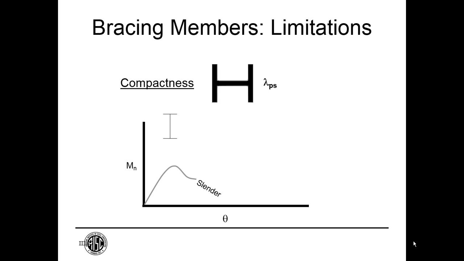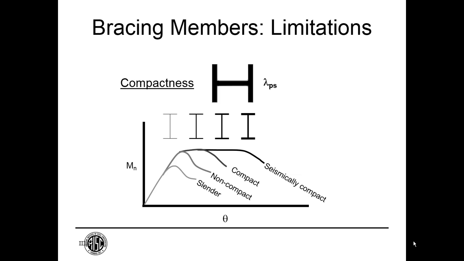This is a moment versus rotation graph. Here I'm showing it idealized for a slender element. We get up to a certain moment and then we get local buckling. Non-compact, we get into yield but not full yield of that section, and then there's local buckling. Compact sections get up to the full yield and go through a defined rotation before local buckling. And then we have what the seismic provisions require, seismically compact, even lower b over t ratio, so a stockier section there. And they go through significant inelastic rotation before they start to degrade.